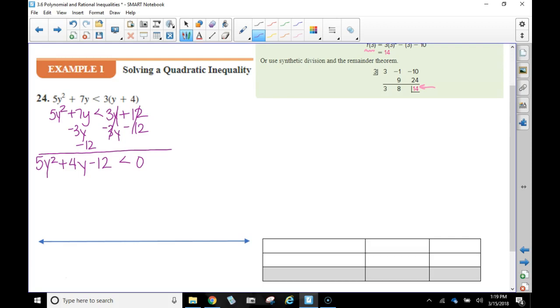All right, now we need to find the boundary points. So for the boundary points, this is how we're going to chunk up that number line down there in blue. Okay, we're going to solve the 5y squared plus 4y minus 12 equals 0. Solve that equation. Now, we should be pretty good at that by now.